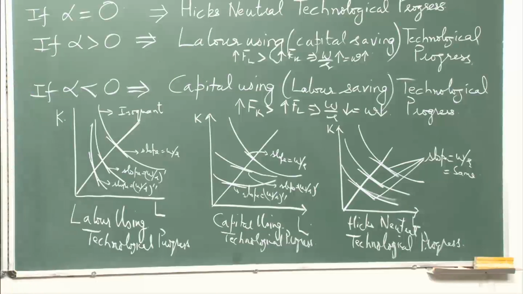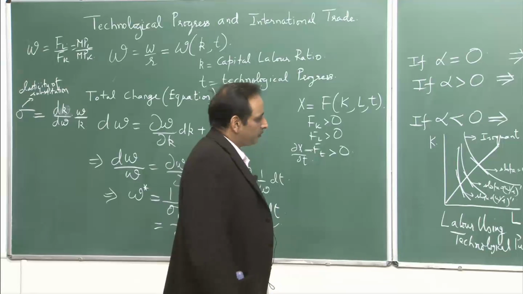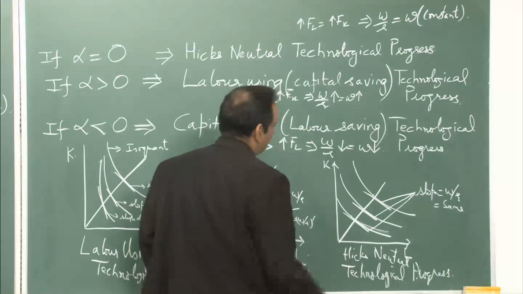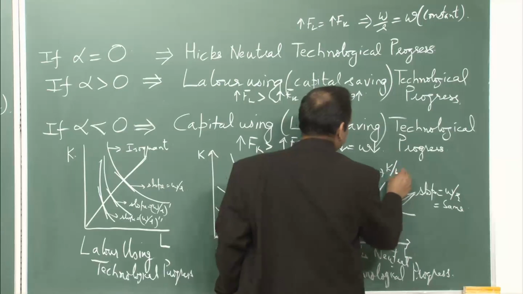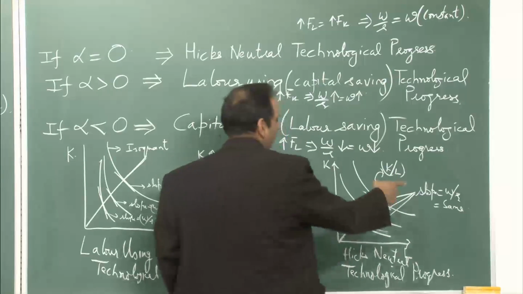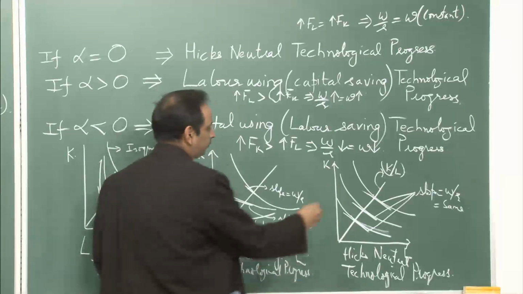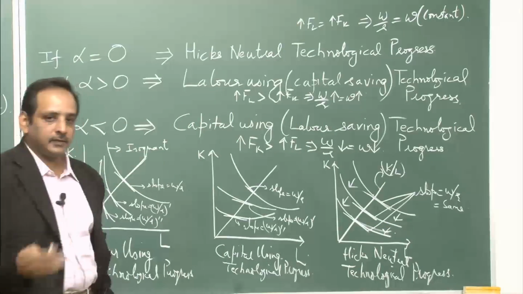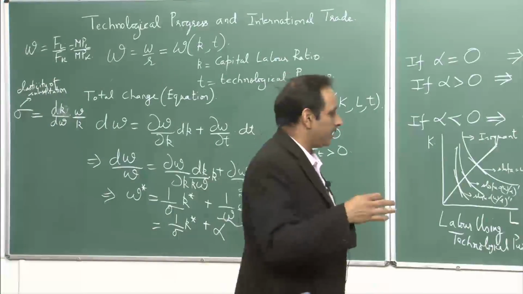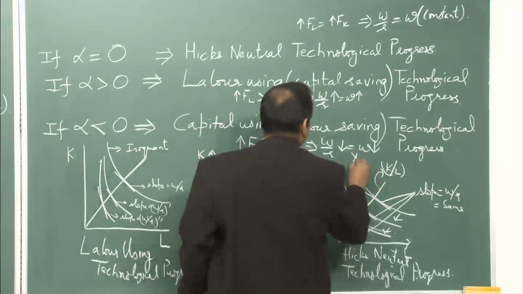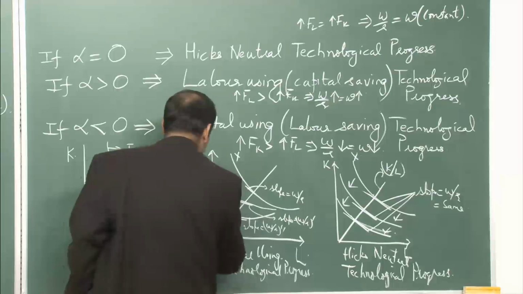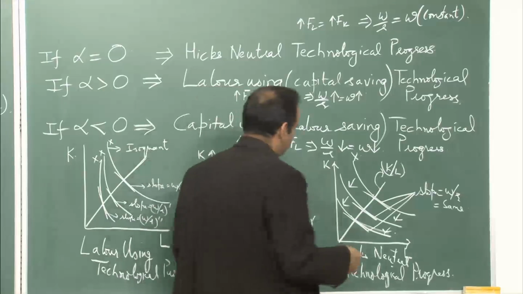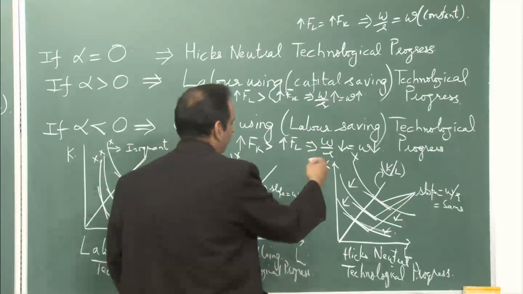Now, you can see the distinction between labor using, capital using, and Hicks neutral technological progress. In the Hicks neutral technological progress, at the same capital labor ratio, the slope remains the same. So technological progress is taking place, that is, with less capital and labor, you are producing the same level of output. This output remains the same, x. So now with less capital and labor, you are producing the same level of output.